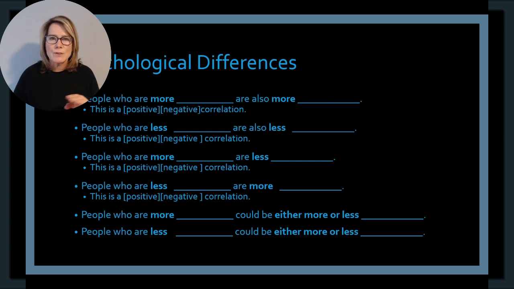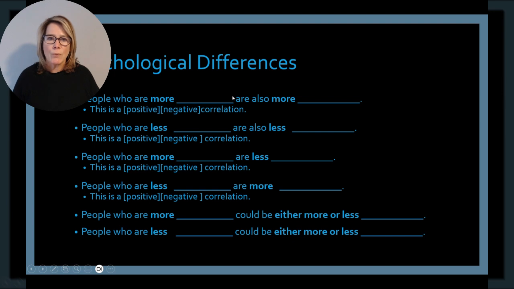This is something that I've used in class before. Say people are more outgoing, they are also more, and then I'll let you fill in the blank. So I would suggest pausing the video here and trying to answer all of these questions, because when you have your own examples and then identify whether that's a positive or a negative correlation, and then we can talk about it in class, you'll be able to internalize the difference between a positive correlation and a negative correlation.